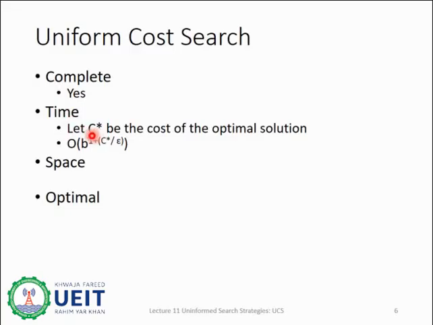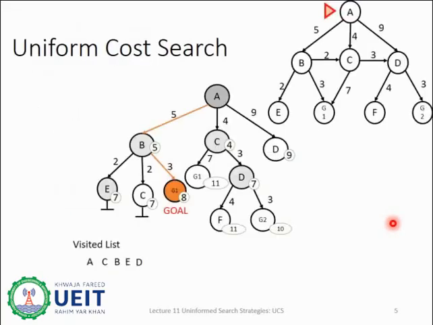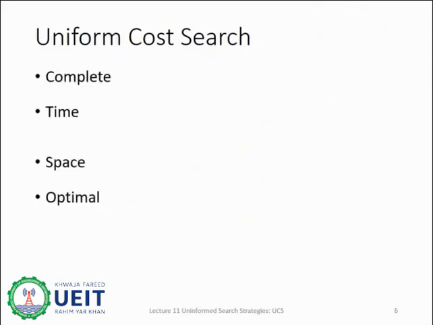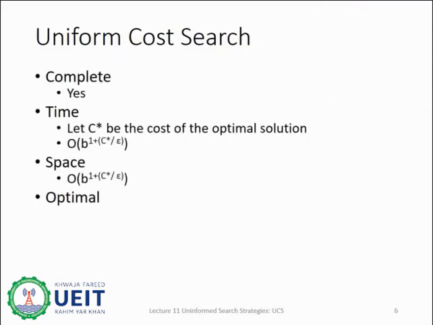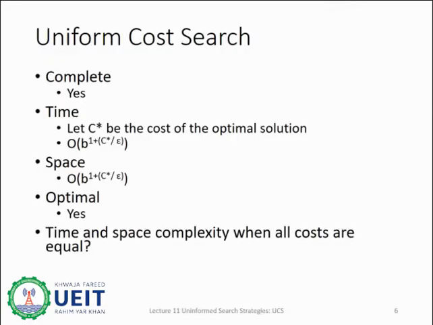C* is the cost of the optimal solution. C* for the previous problem that we have discussed would be 8. And epsilon is the each step cost taken toward the goal. Epsilon will be 5 and 3. Uniform cost search is always optimal as it only selects a path with the lowest path cost, as we have seen in the previous diagram.